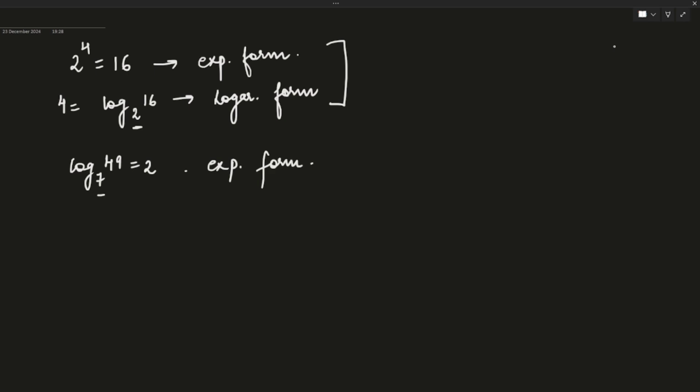So what will be your answer? We know that base raised to the power of exponent is equal to our argument. So 7 raised to the power 2 is equal to 49. This is our exponential form. This is very easy. We are asked questions where an expression is given in exponential form and you have to convert it into logarithmic form. And sometimes questions are given in logarithmic form, so you have to convert them into exponential form.